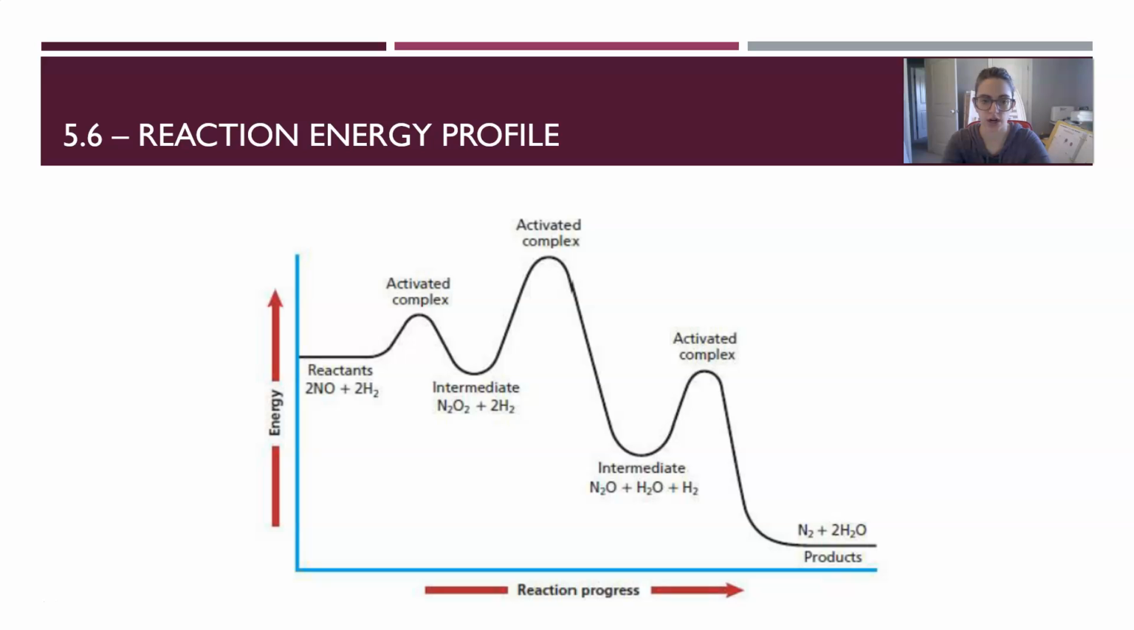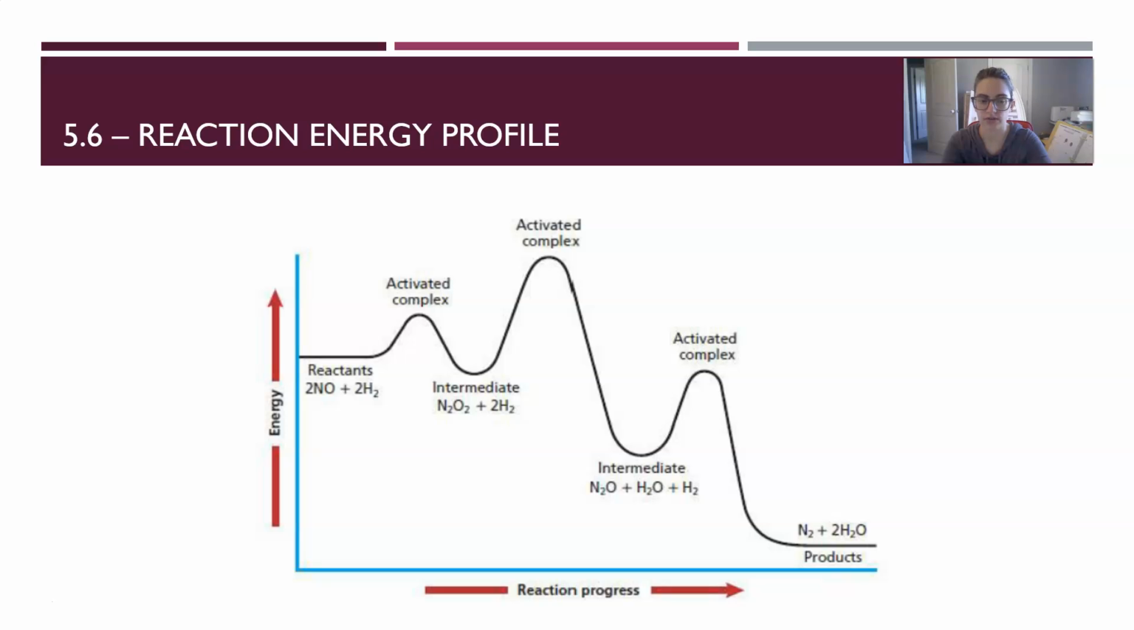So we initially start with our reactants and we form our first round of intermediates, which is N2O2 and H2. And then we have another elementary reaction forming our next intermediates, which are N2O, H2O, and H2. And then finally, we have our last elementary reaction where we form our final products.